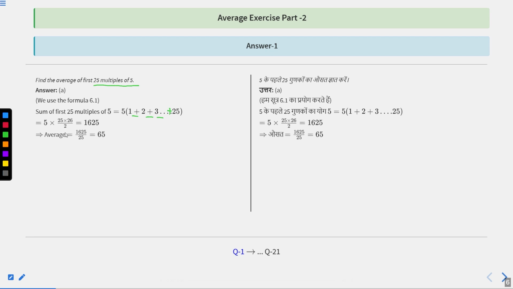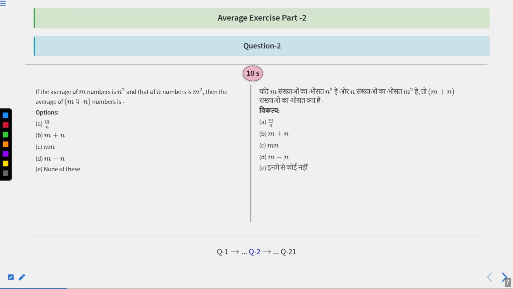Clear? So when we calculate the total, we take 5 common, so we multiply this number. So it will become 1625. So the average will be the total sum upon the total number, which is 25. When we calculate it, we get the answer 65 as the average of the first 25 multiples of 5. So A is the correct answer. Next one.